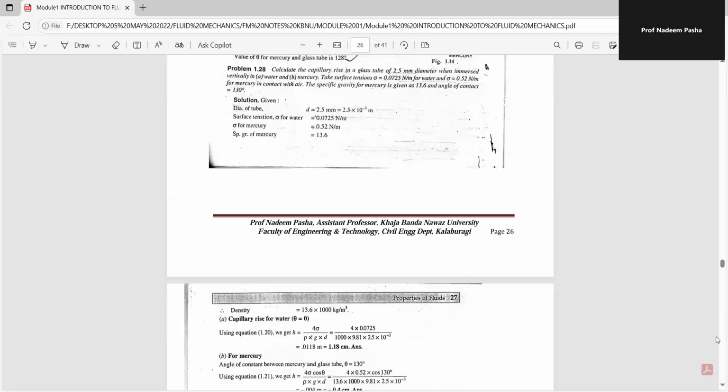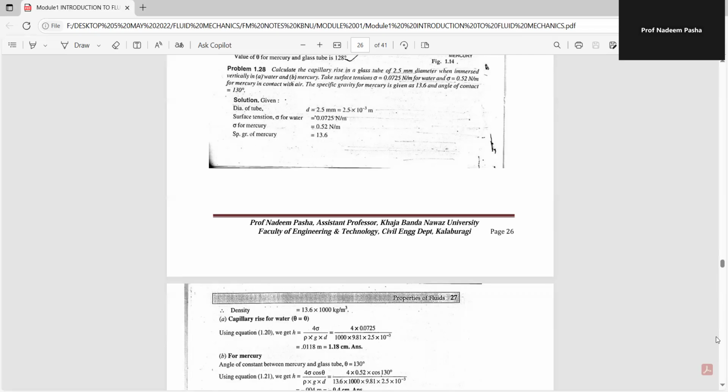Surface tension sigma for water is 0.0725 Newton per meter. Sigma for mercury is 0.52 Newton per meter. Specific gravity of mercury is 13.6. So if specific gravity is given, density you can calculate: 13.6 into density of water. So it comes out to be 13600 kg per meter cube.